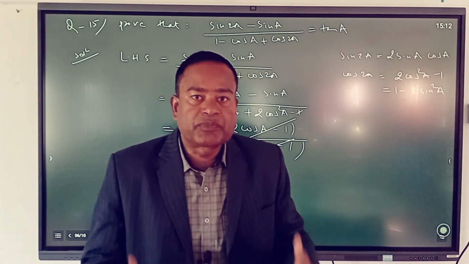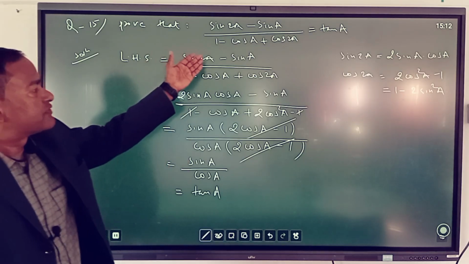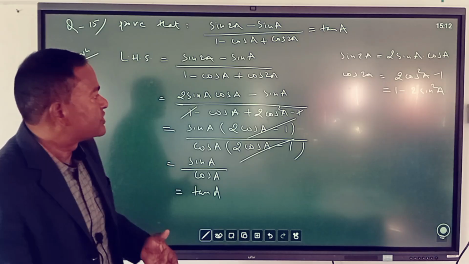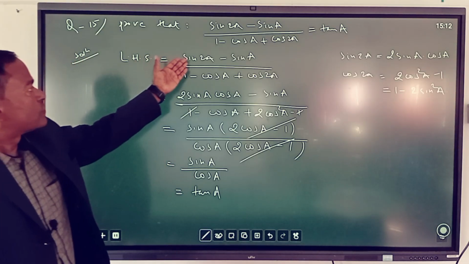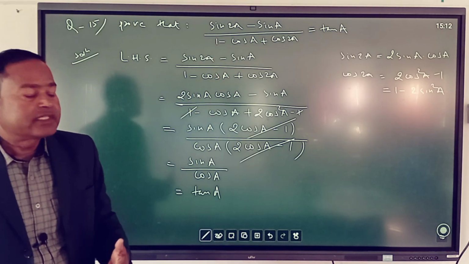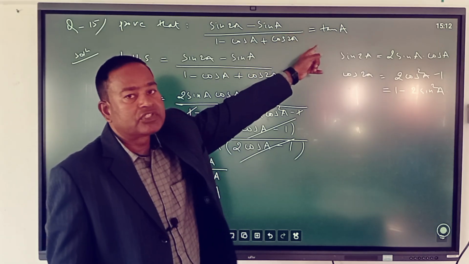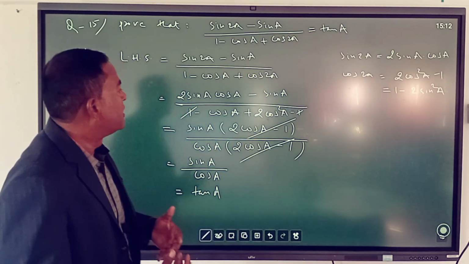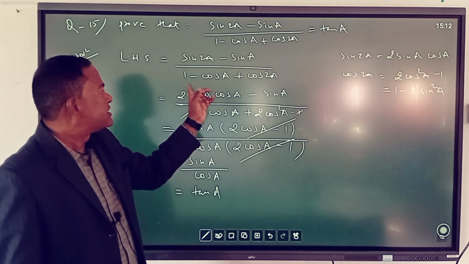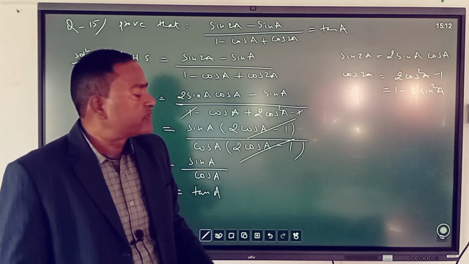So dear student, let's review once the solution of question number 15. Prove that, which is from trigonometry, from the multiple angles of trigonometric ratios. In LHS we have (sin 2a minus sin a) divided by (1 minus cos a plus cos 2a), which we need to prove is equal to tan a. First we have used the formula of sin 2a. Sin 2a means 2 sin a cos a, keeping other terms as they are, and the formula of cos 2a is 2 cos square a minus 1.